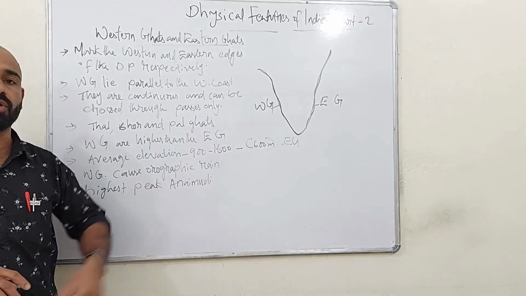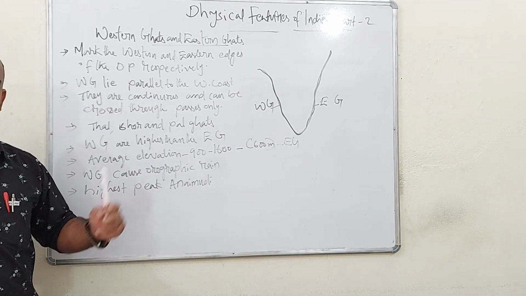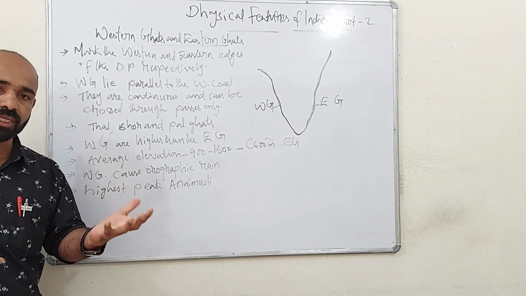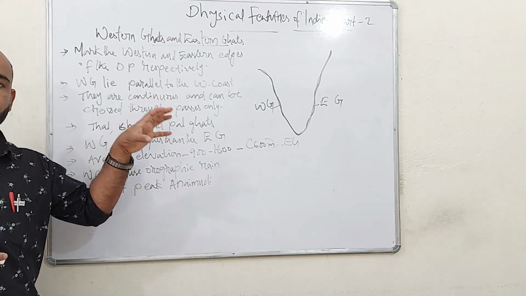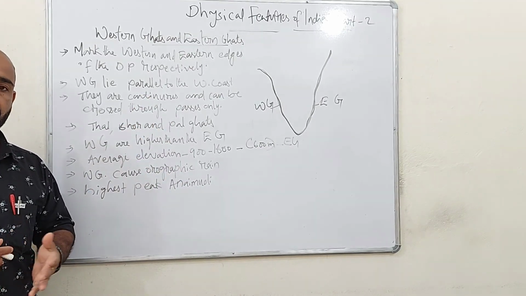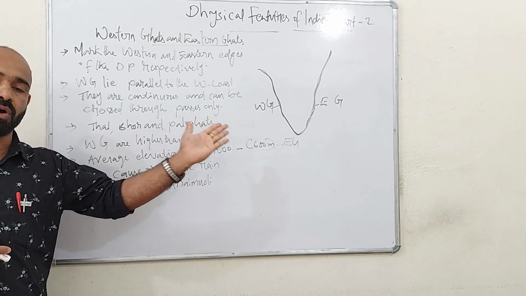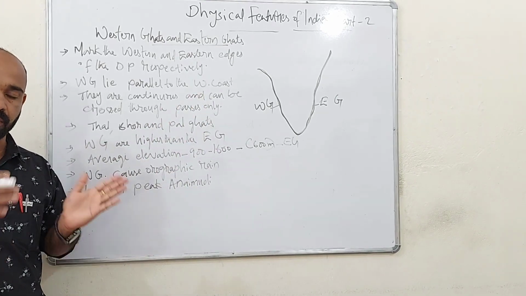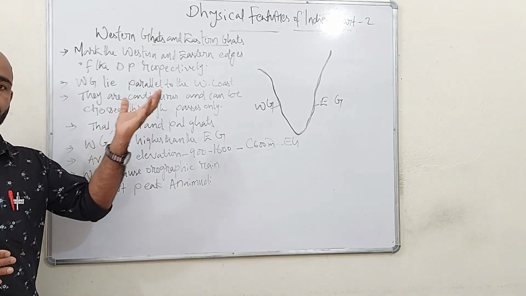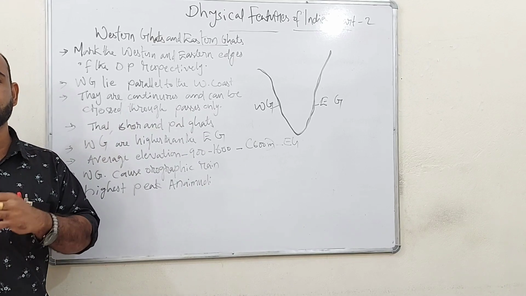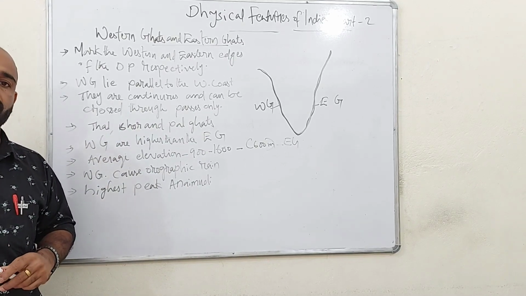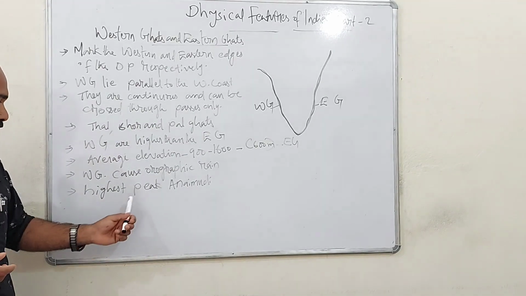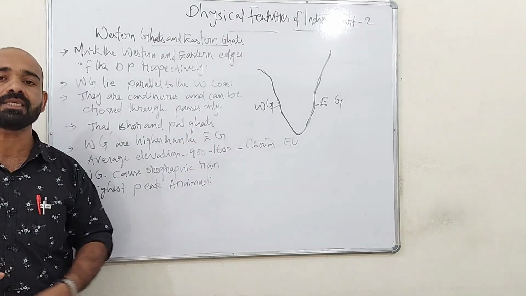Western Ghat causes orographic rainfall because the rain-bearing wind which arises from the Arabian Sea is blocked by Western Ghat, and because of that block, the Western Ghat region receives rainfall. That is called orographic rainfall. And the highest peak in the Western Ghat is Anayamudi.